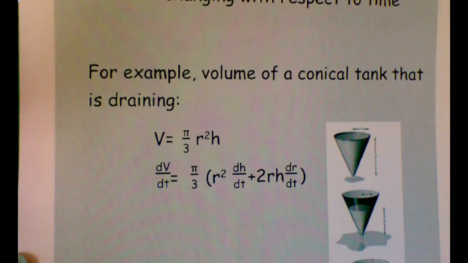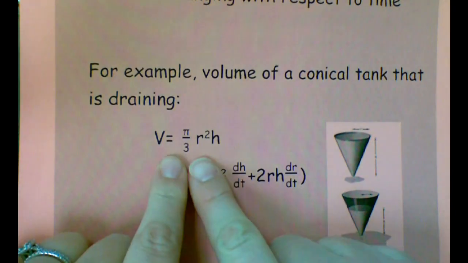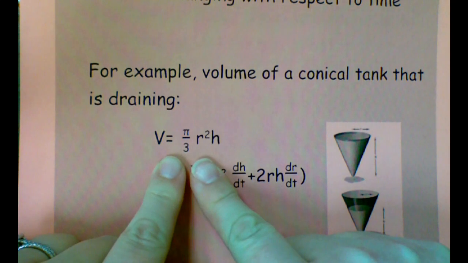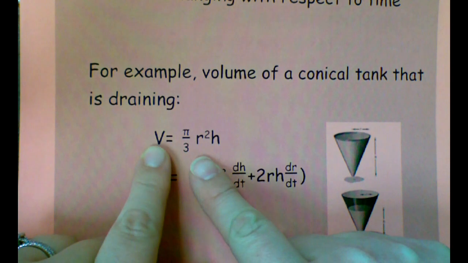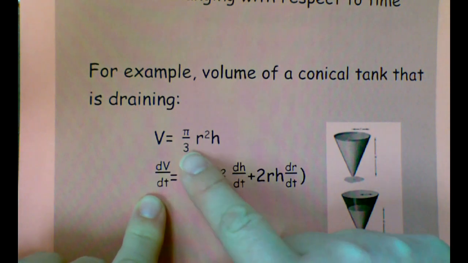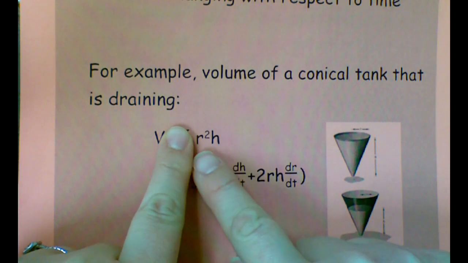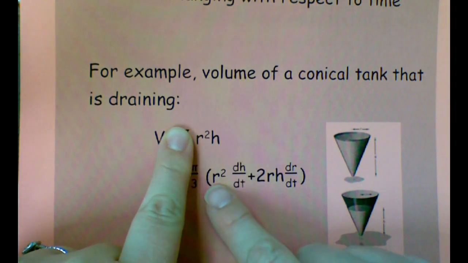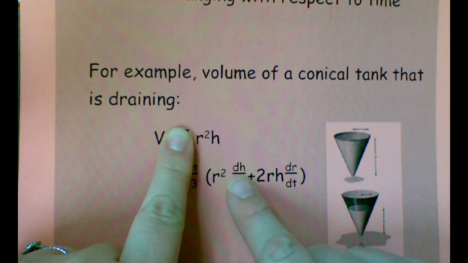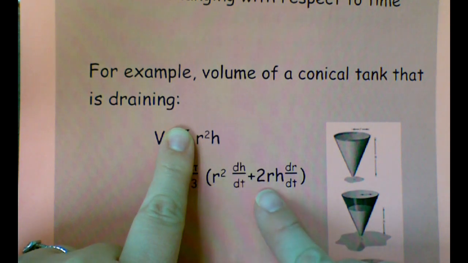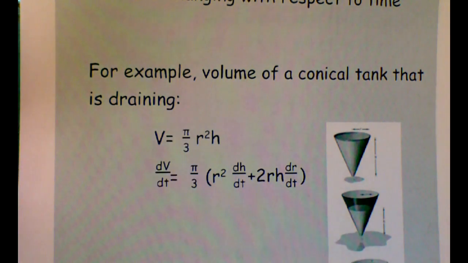So for example, the volume of a conical tank that is draining. The volume of a cone is pi over 3 r squared h. So when we take the derivative, we have the derivative of V, which is dV/dt. We're going to leave the pi over 3 out front and deal with the rest of it. The derivative of h is dh/dt times r squared unchanged, plus the derivative of r squared, which is 2r dr/dt, times h unchanged. That's how we get our new derivatives with respect to time.